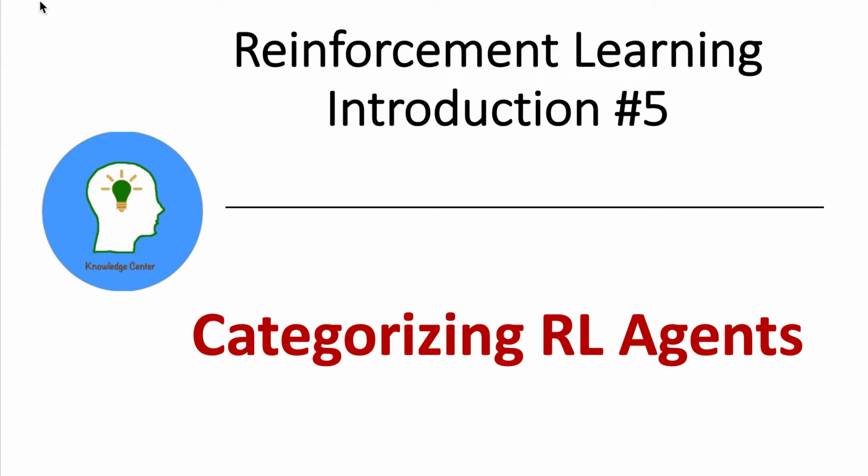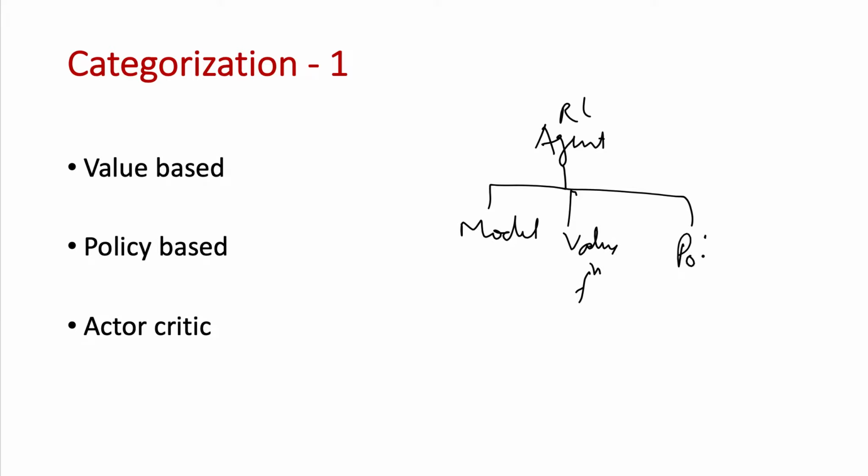In this video, we will see the broad categorizations of RL agents. In our last video, we saw that an RL agent has three components, that is model, value function, and policy, and all of these may not be present in all the RL agents. So we will categorize our RL agents based on the presence or absence of those components. So first is the value based RL agent, second is policy based, third is actor critic, and this is just the first way of categorizing.